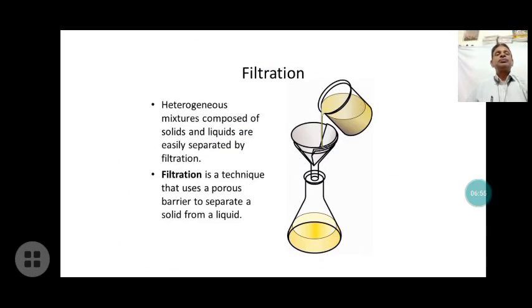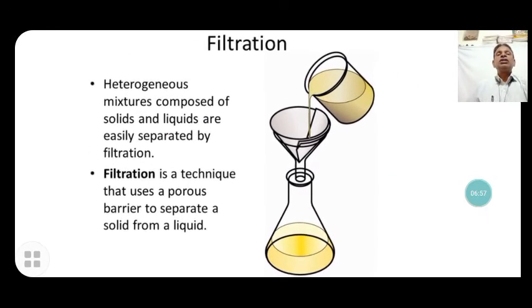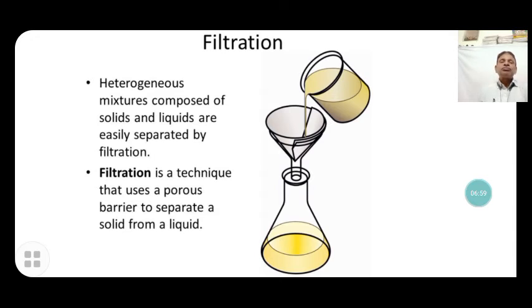Now, filtration. Filtration is used when an insoluble solid with bigger size particles is mixed with a liquid, and the particles can be seen through the naked eye. A simple filter paper is used to separate the insoluble particles mixed with the liquid, and a heterogeneous mixture component is separated through the filtration.